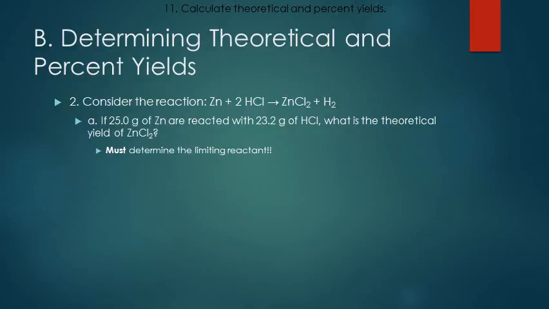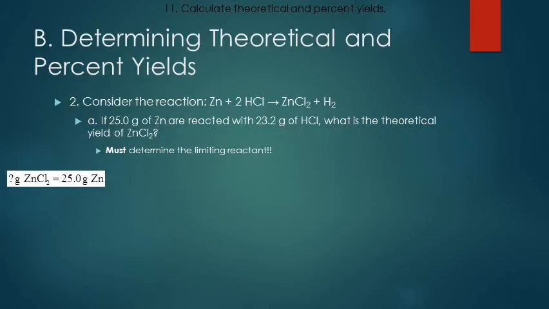In this problem, we have to determine our limiting reactant. Even though the question does not ask us to do that, we are asked for the theoretical yield of the zinc chloride. Now we are given a mass of both the reactants. We're told we have 25 grams of zinc, 23.2 grams of hydrochloric acid. Based on that alone, we do not know which of these, the zinc or the hydrochloric acid, will determine the amount of product. In other words, we don't know which one is limiting.